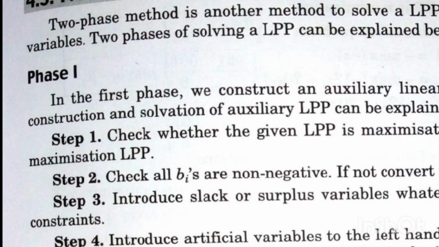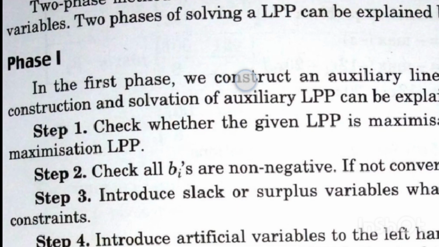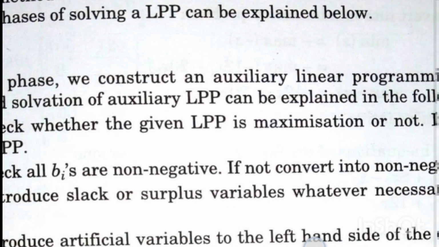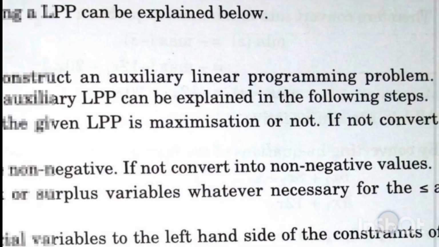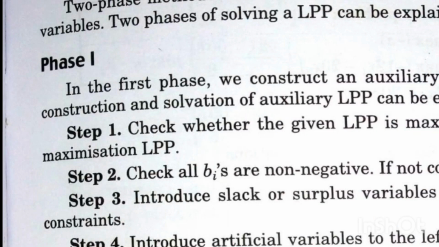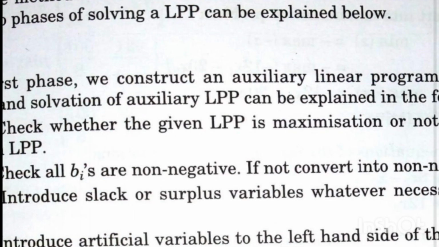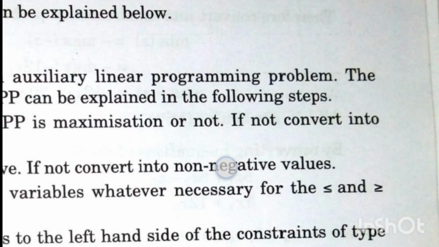First of all, you have to convert to phase 1. What do you have in phase 1? Let's see. In the first phase, we construct an auxiliary linear programming problem. The construction and solution of the auxiliary LPP can be explained in the following steps.